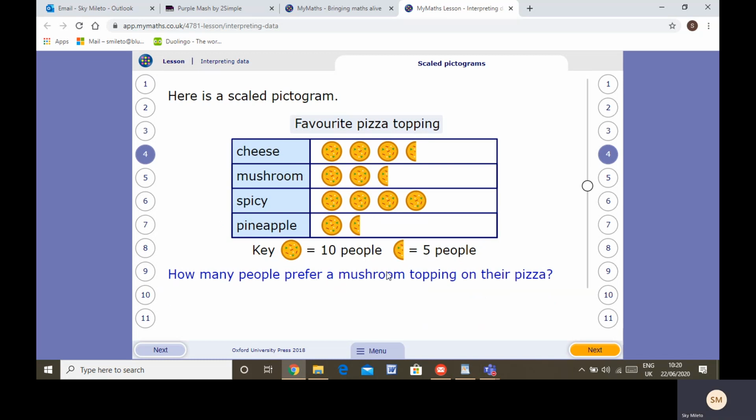How many people prefer a mushroom topping on their pizza? So we look at mushroom. We know that 1 whole pizza is 10, 1 whole pizza is 10, and half a pizza is 5. We know 10 plus 10 plus 5 equals 25.